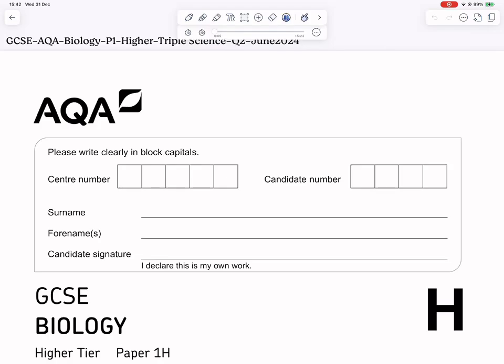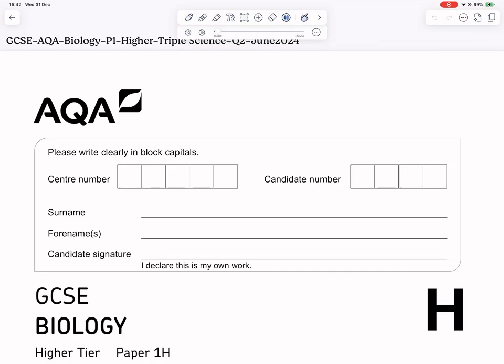This is part 2 in the 8-part series of GCSE AQA Higher Triple Science Paper 1 Biology for June 2024. Now, this is a walkthrough video and there are 8 questions in paper 1, and I'm making a separate video for each of the questions. This video is for question 2, which is going to focus on digestion, respiration, gas exchange, and the application question. Now, this is a very typical paper 1 biology question.